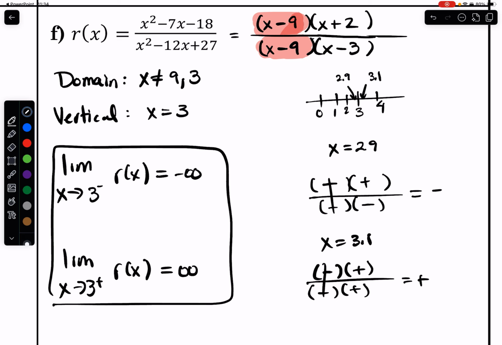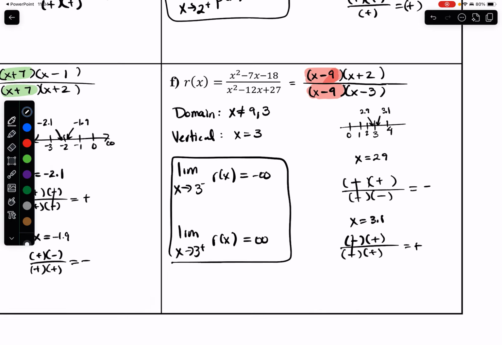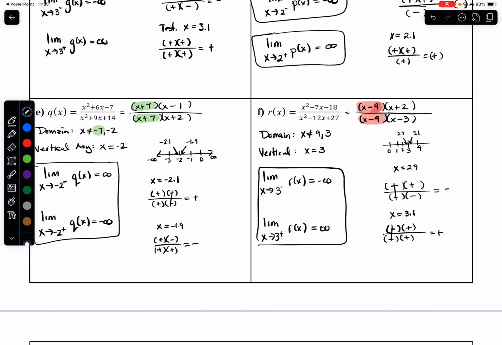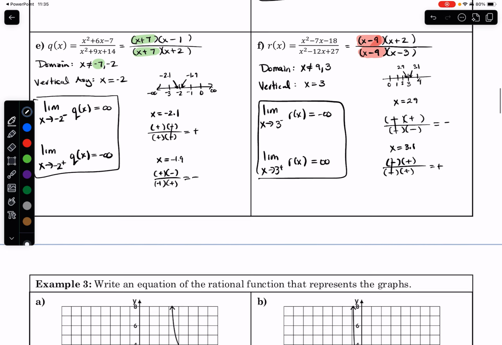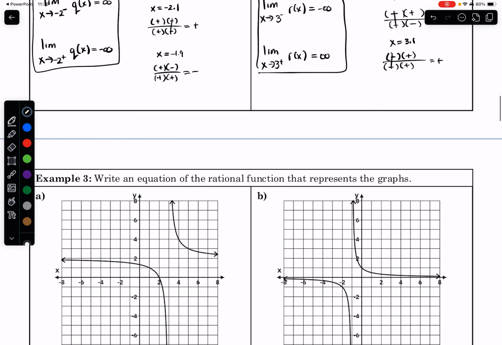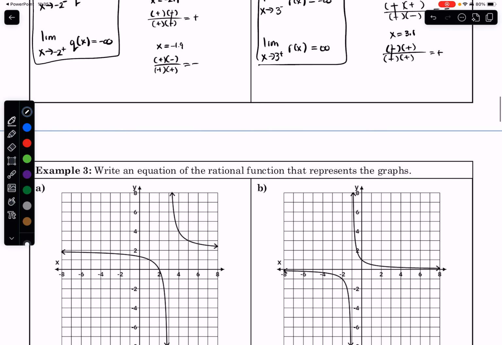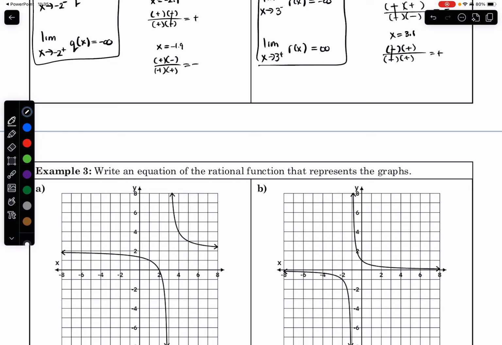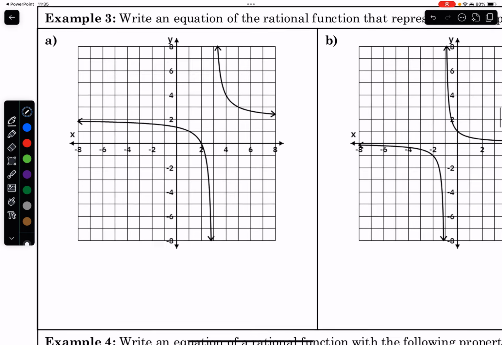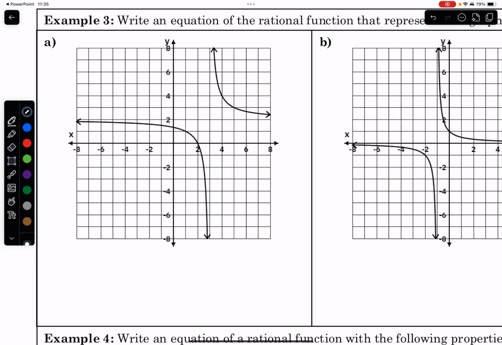Now, one of the things that we need to be able to do is use this idea and understand the behavior around these vertical asymptotes, to correlate and match distinct graphs and to come up with equations from the graph. So for example, let's look at the next page and use the fact that we know how to identify a vertical asymptote and identify zeros to come up with an equation of a rational function that represents such graphs. So for example, let's look at letter A right here. We want to write an equation of this rational function.